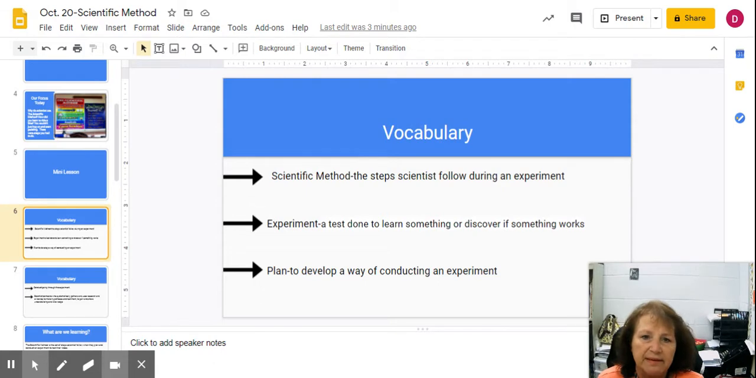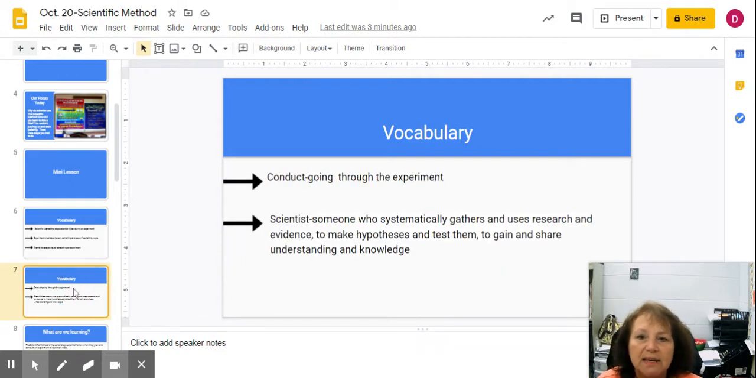The scientific method, that's the steps scientists follow during an experiment. An experiment is a test done to learn something or discover if something works. A plan is to develop a way of conducting an experiment. Conduct, going through the experiment, actually carrying out those steps and collecting that data. Scientist, someone who systematically gathers and uses research and evidence to make hypotheses and test them, to gain and share understanding and knowledge.